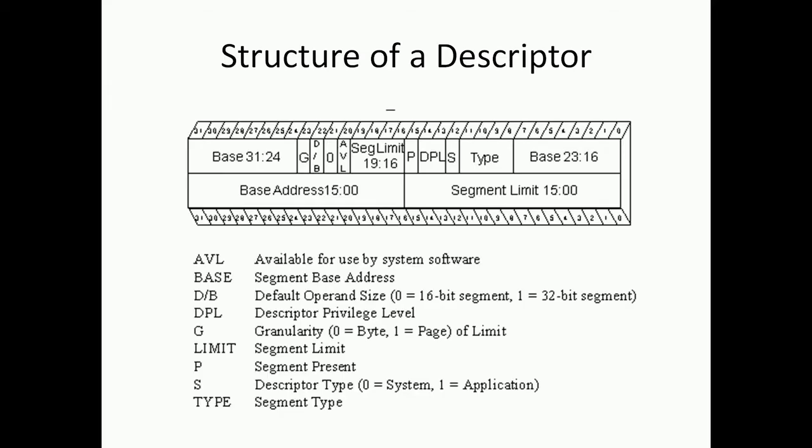But now things have changed, and this is now the structure of every descriptor. We had gone through this in great detail. Some of the things that we need to keep in mind is the granularity bit. When it is 0, the segment limit is measured in bytes. When it is 1, the segment limit is measured in 4 KB pages. And then there is a descriptor privilege level which we need to understand.